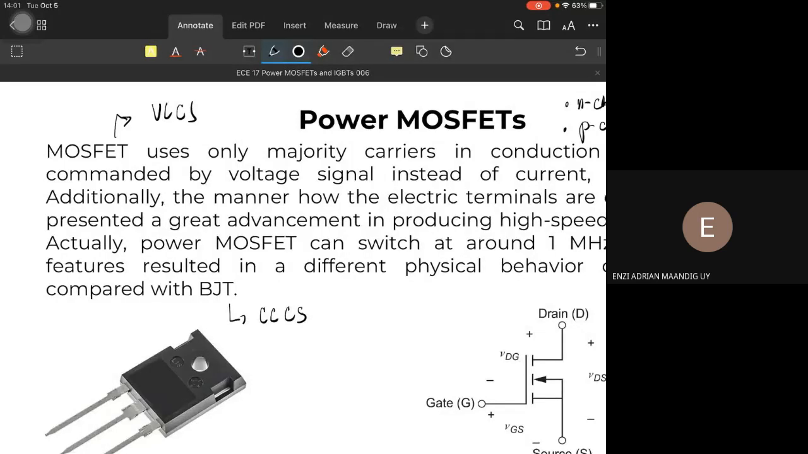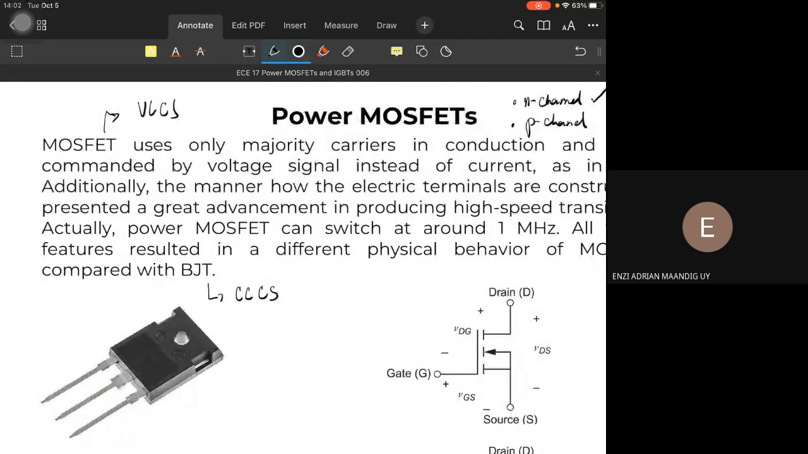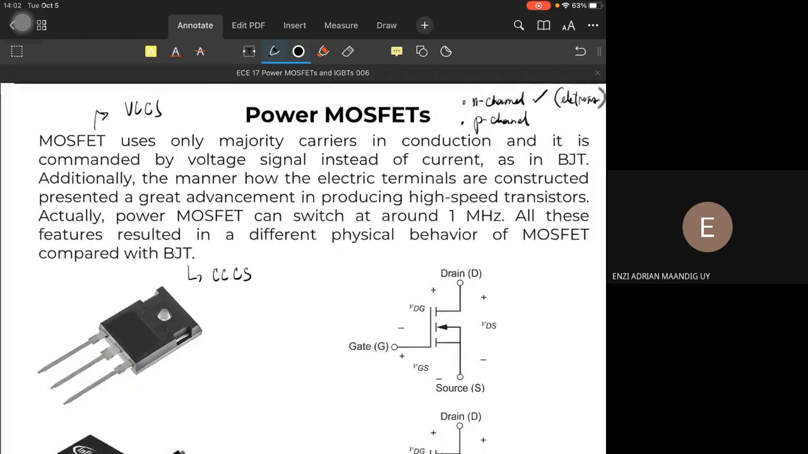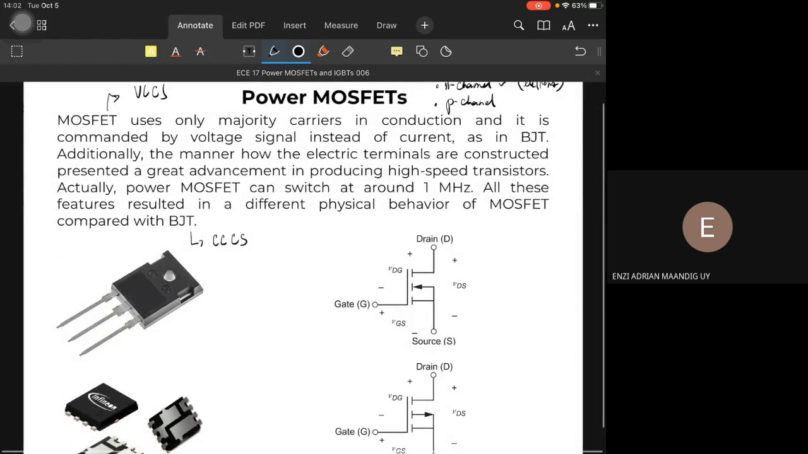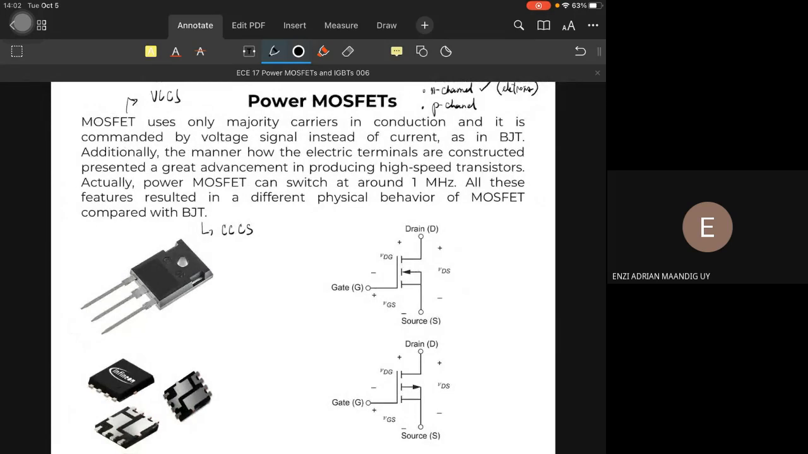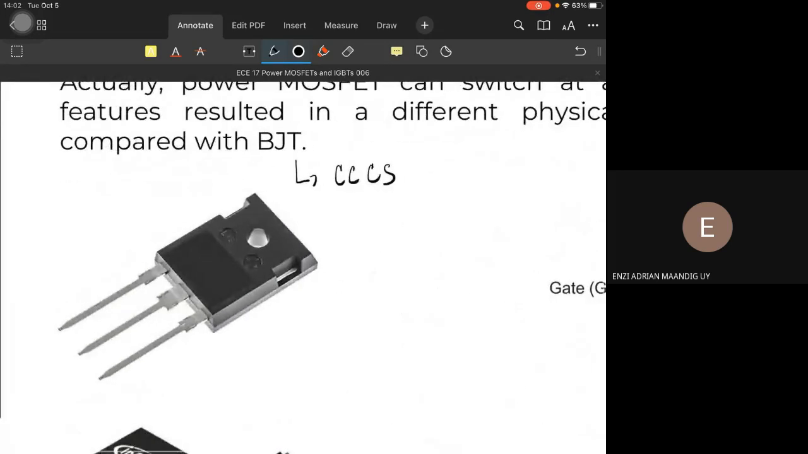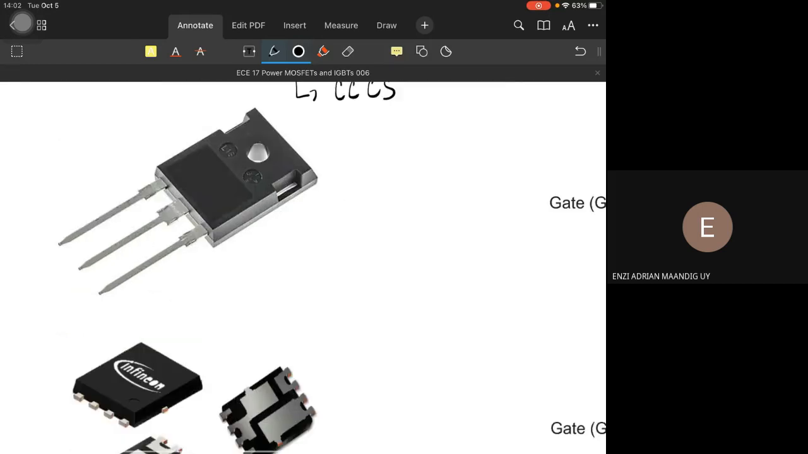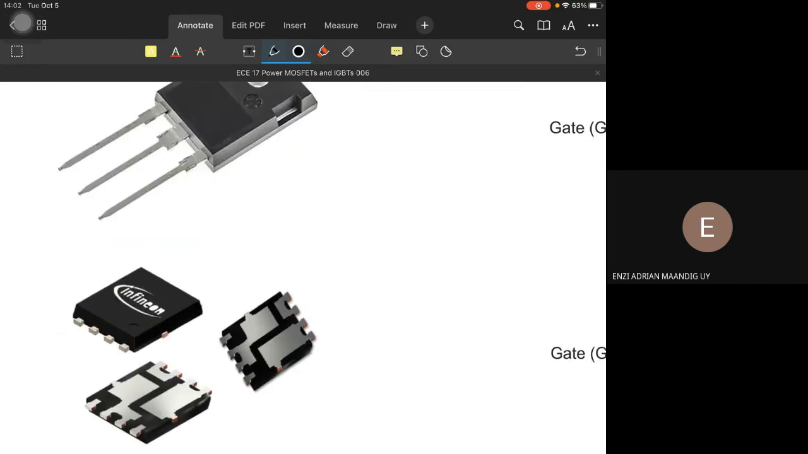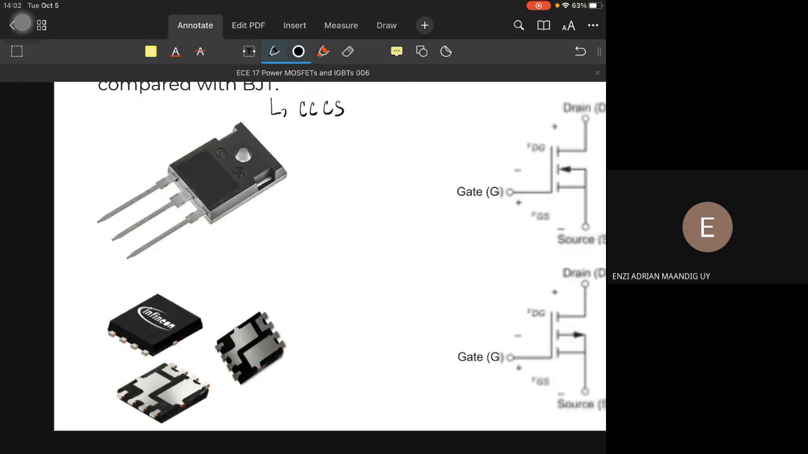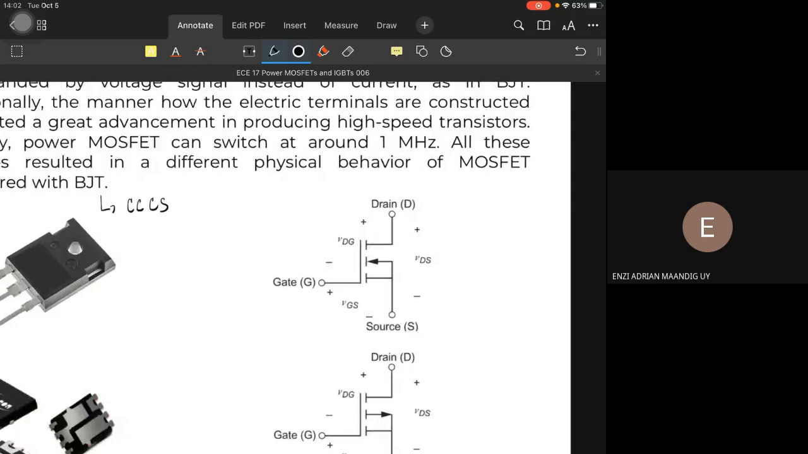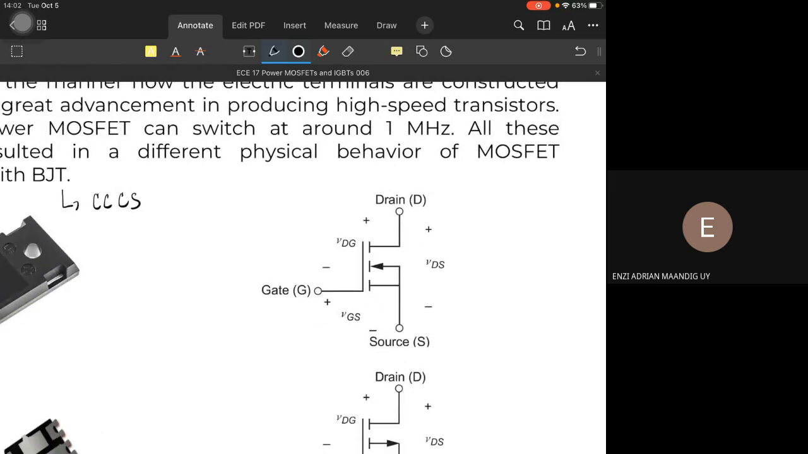So we only need a voltage level to drive or to trigger our MOSFET. Okay? So these are some actual examples of MOSFETs in IC packages. This one is a special type of MOSFET, specially built for automotive applications. And this is the schematic diagram, the schematic symbol of the MOSFET.